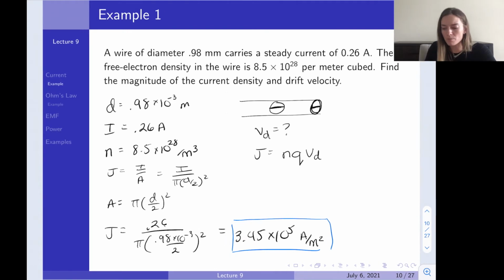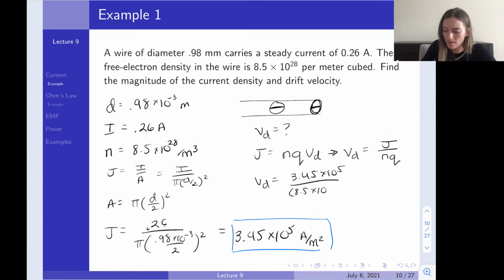And since we're just looking for the speed here, we can ignore all the negative signs because we're just taking the magnitude anyway. So our v_d will just be equal to J over nq. So v_d is equal to J, which was 3.45 times 10 to the 5, over n, which was 8.5 times 10 to the 28, and then q is just the magnitude of an electron charge. So that will just be 1.6 times 10 to the negative 19.